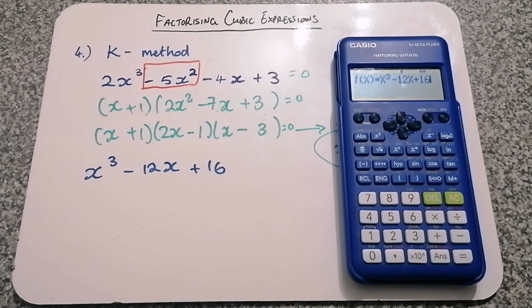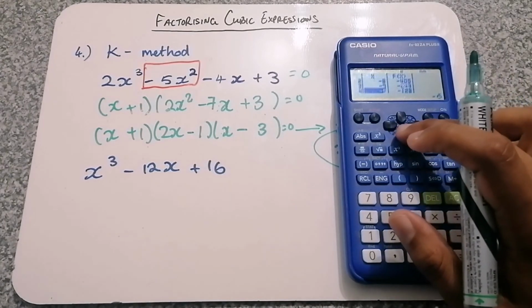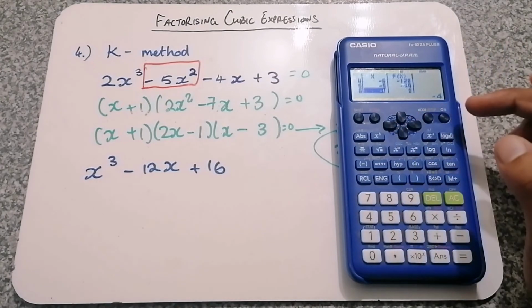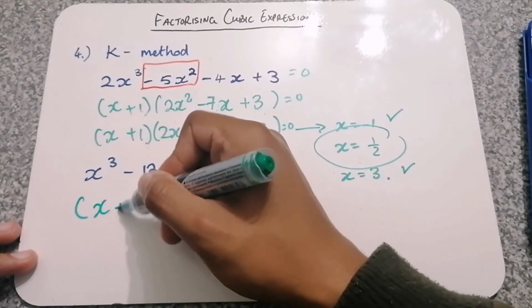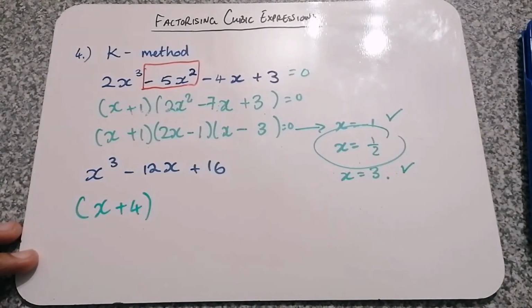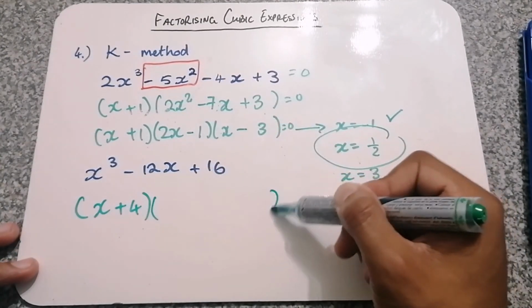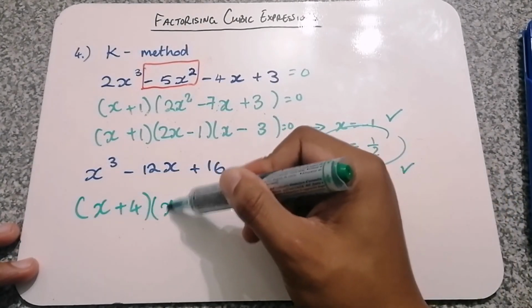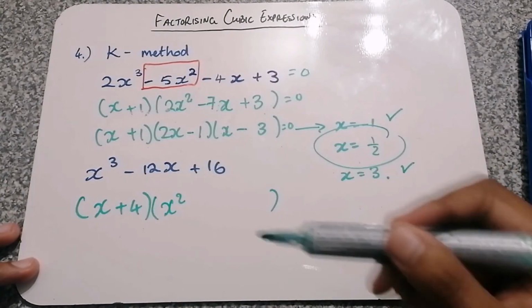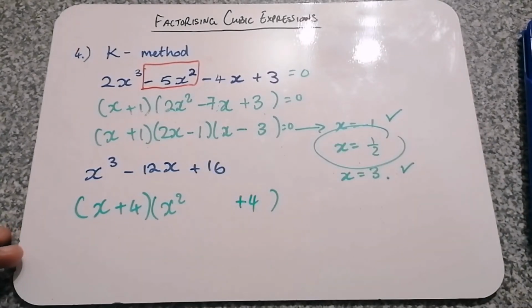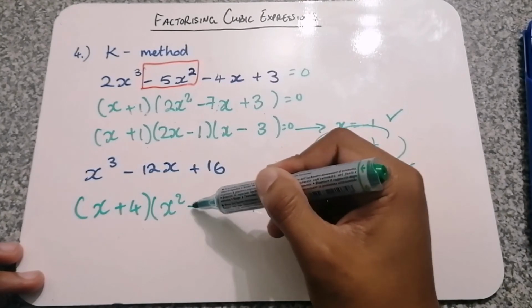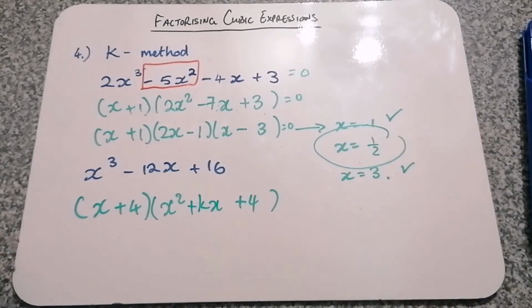So you know the drill already. Punch the function into your calculator. Start at negative 9, end at 9. Look for your x-intercepts. The first x-intercept I get is negative 4. Okay, so I'm going to use that. If x is equal to negative 4, that means x plus 4 is my factor. Okay, I'm going to use the k method again. x times x squared gives us x cubed. Then 4 times 4 is equal to 16. Now to find this middle term, I'm going to label that as kx.